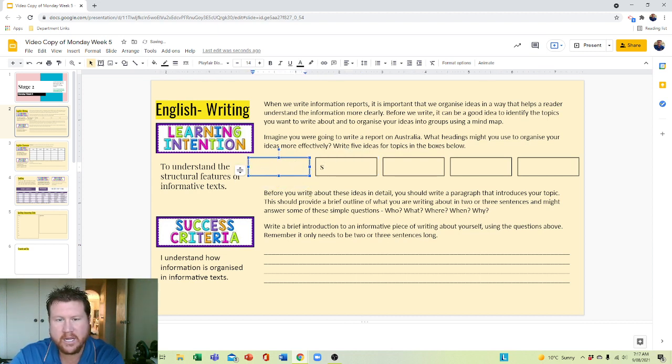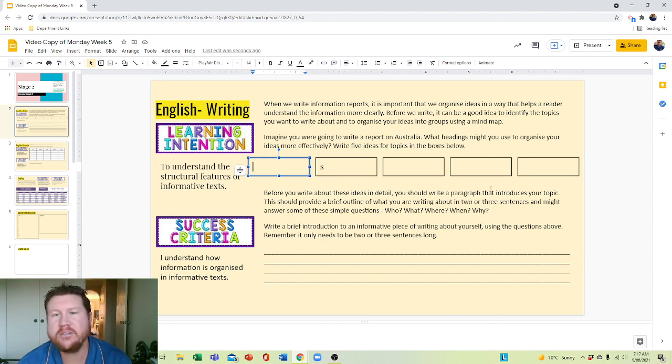Now, before you write about these ideas in detail, you should write a paragraph that introduces your topic. So every information text and persuasive text has to have your introduction. But again, the introduction isn't a persuasive one. It doesn't have to give you persuasive words, like, this is the greatest place on earth or something. That's persuasive. That's giving your opinion to persuade others to have that opinion.